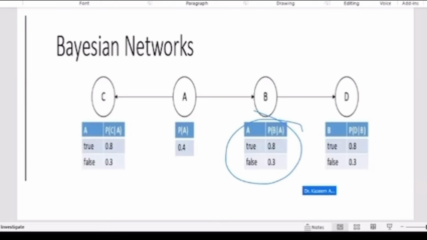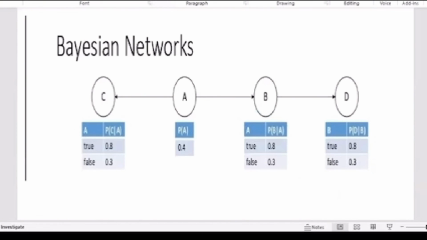Now take a look at this one. It has to be the probability of B given A because B depends on A. Look at the direction of the arrow. So the probability of B given A is 0.8. The probability of B given A complement is 0.3. Any question? Let me tell you this: this and this, we don't expect them to be one. They are totally different.